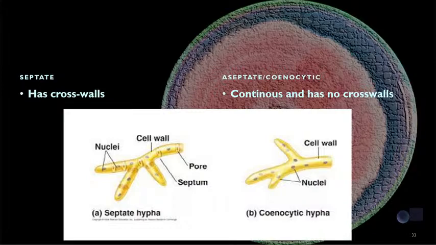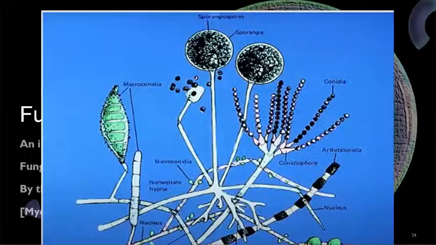I am going to show you a good picture of this one. This is known as the fungal tree. Everything that you're going to learn in today's lecture will be seen here in this particular slide. We have the sporangium, macroconidia, microconidia. We have the conidia also. We have the conidiophore, arthroconidia. So this is known as the fungal tree of life. So everything that we're going to study is located here.